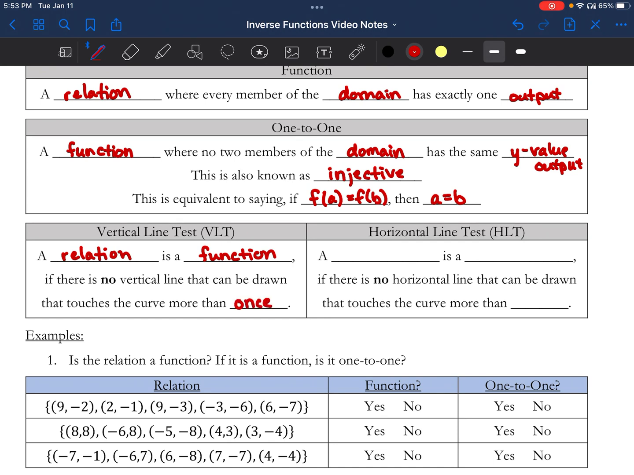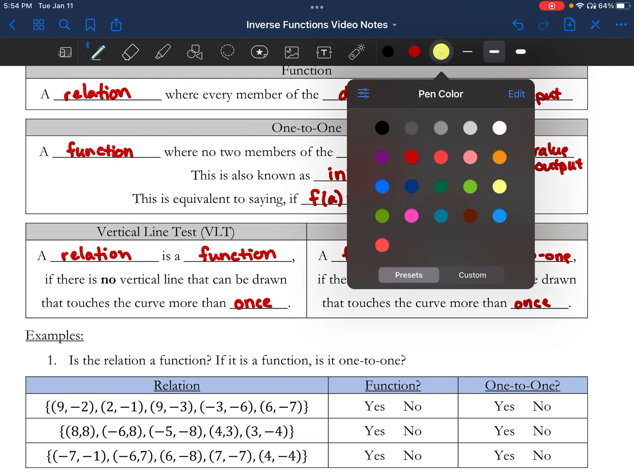And the horizontal line test is going to add on to that. So we use the horizontal line test to test if a function is one-to-one. And it works pretty similarly by doing a horizontal line instead of a vertical line. So if there's no horizontal line that can touch the curve more than once, then we can say it's one-to-one. If the horizontal line touches it more than once, we know it's not one-to-one. It can still be a function, but it may not be one-to-one.